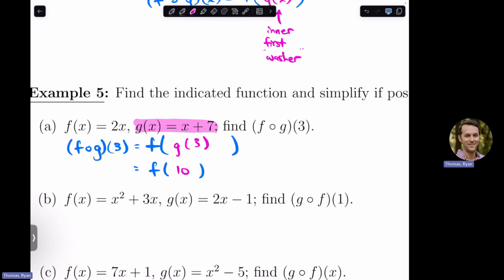So I plug 10 into the remaining function. I work my way out. What's left is f of 10. I can forget all about the fact that g ever existed at this point. All I'm doing is a function evaluation where I'm going to plug 10 into f. When you plug 10 into f, what do you get? 20.